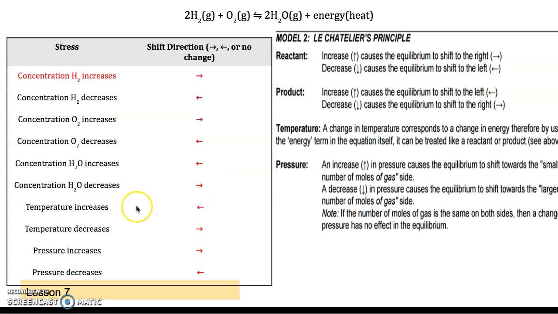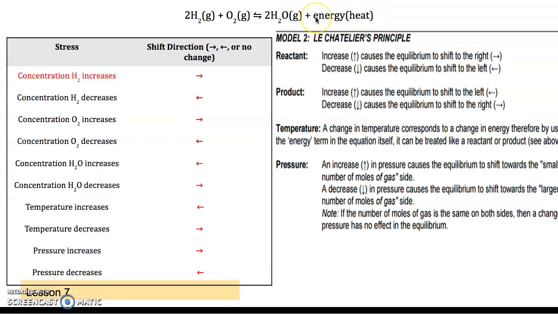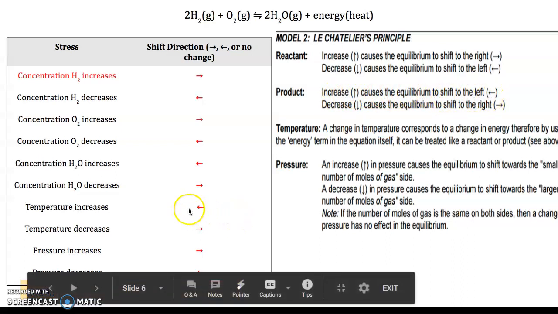Alright, let's look at temperature. So temperature increases. Let's find temperature. Temperature is right here, so it's an exothermic reaction. So we can think of temperature as if it was a product because it's under the product. Right, so temperature increases, so the arrow will shift to the left, and this is what the left over here, and again this is the opposite, so obviously the arrow will change direction.